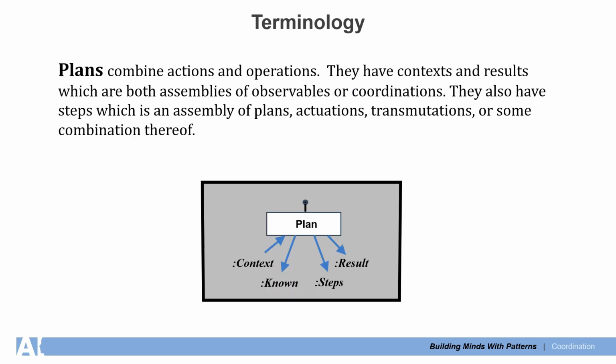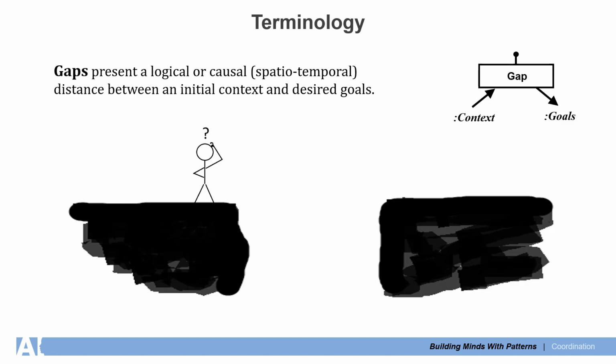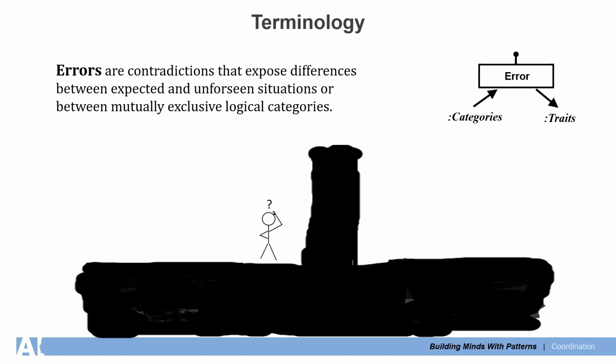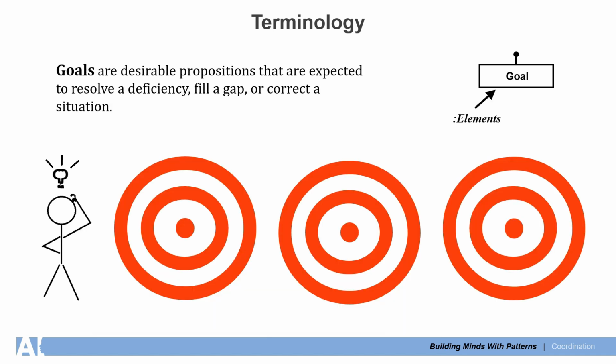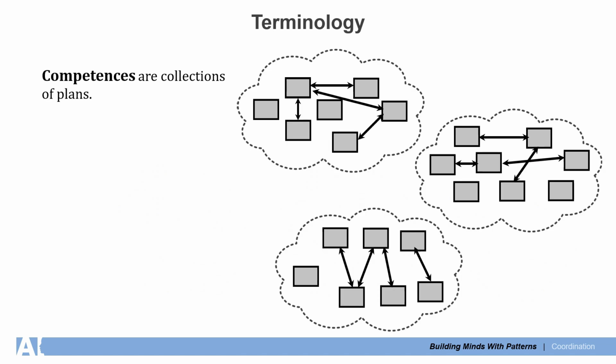Plans combine actions and operations. They have context and results, which are both assemblies of observables and coordinations. They also have steps, which is an assembly of plans, actuations, transmutations, or some combination thereof. Gaps present a logical or causal spatio-temporal distance between an initial context and the desired goals. Errors are contradictions that expose differences between expected and unforeseen situations or between mutually exclusive logical categories. Goals are desirable propositions that are expected to resolve a deficiency, fill a gap, or correct a situation. Competences are collections of plans.